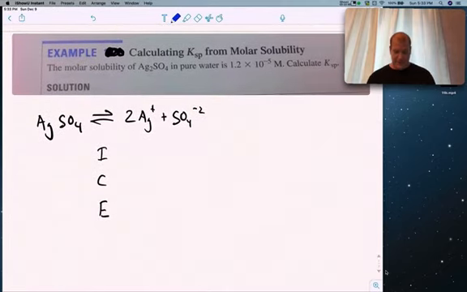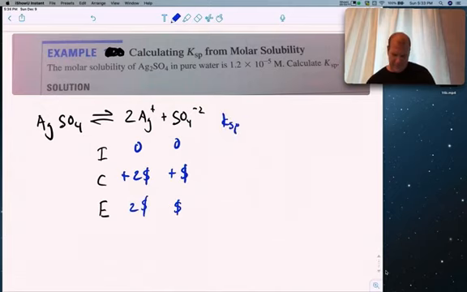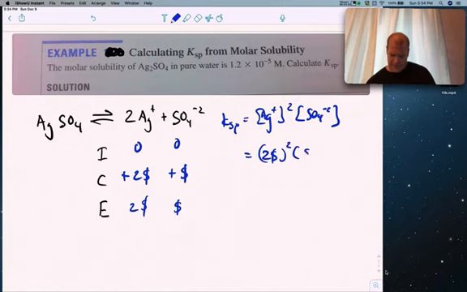So let's go the other way around. The molar solubility of silver sulfate in pure water is 1.2 times 10 to the minus 5 molar. What is the Ksp? So this is going to be 0, 0. The change is 2 times the molar solubility, and equilibrium is going to be 2 times the molar solubility and the molar solubility. So our Ksp is going to be silver ion squared times sulfate. So this is going to be (2s) squared times s.